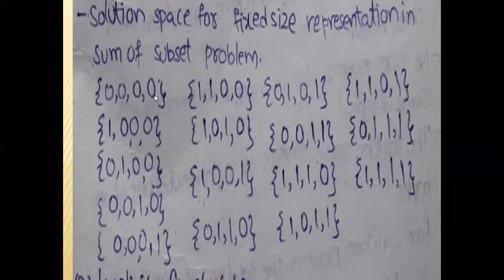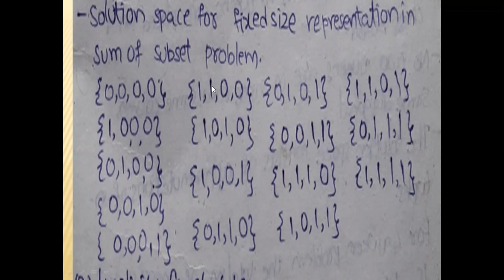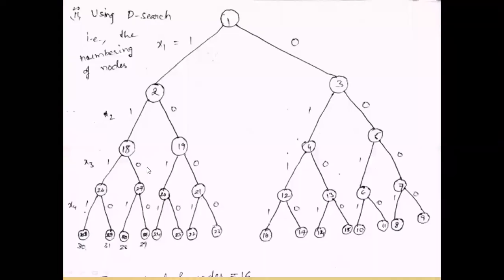Every solution is represented from the root node to a leaf node. The total number of leaf nodes is 16. Suppose the solution space is represented by fixed size, as in some subset problems. In these problems, the solution is represented by fixed size representation. The total number of solutions is 16, and every solution is represented from the root node to a leaf node. So for this solution space tree for fixed size, the total number of leaf nodes is 16.